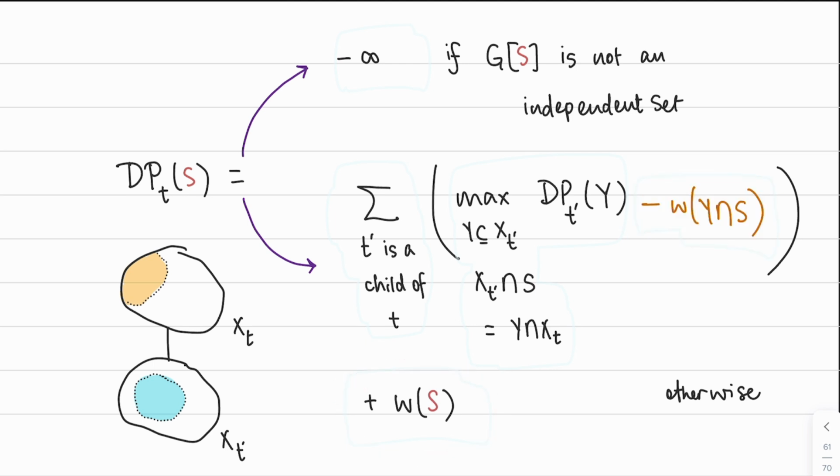So we have to make sure that we subtract the weight of all the vertices that are in both S and Y, because we want to be sure that we don't overcount it. So that's the complete recurrence, and that's your DP table.